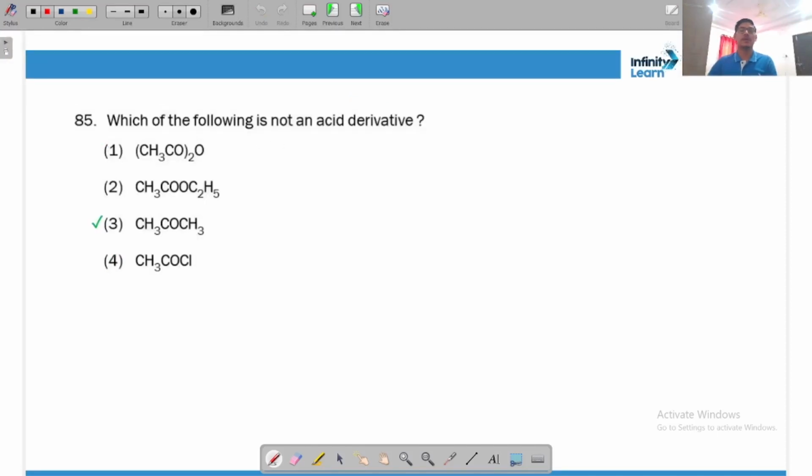Which of the following is not an acid derivative? Okay, so an acid derivative is one in which this group can provide a good leaving group, right? But in the case of aldehydes and ketones, this group is either a hydrogen atom or an alkyl group, both of which cannot provide good leaving groups, so they are not acid derivatives. So this is the correct answer.